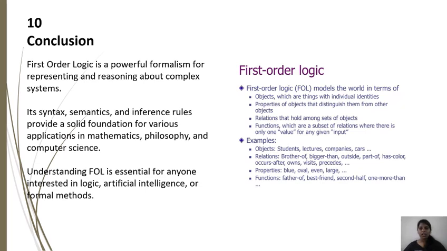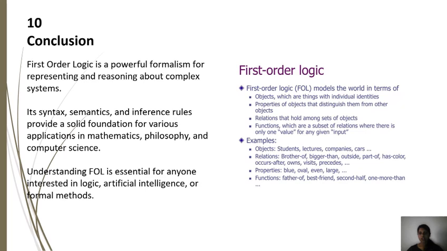First order logic models the world in terms of objects, which are things with individual identities; properties of objects that distinguish them from other objects; relations that hold among sets of objects; and functions, which are a subset of relations where there is only one value for any given input.